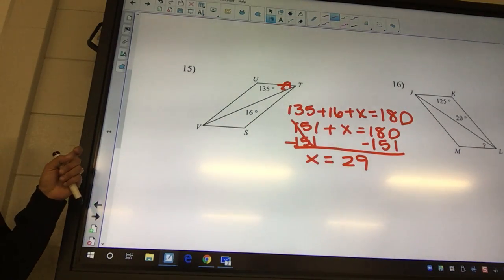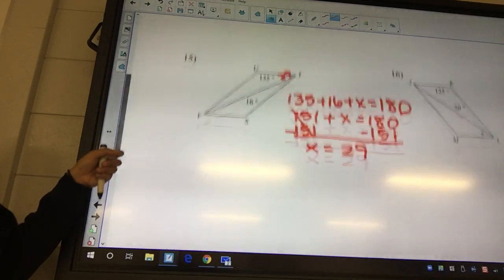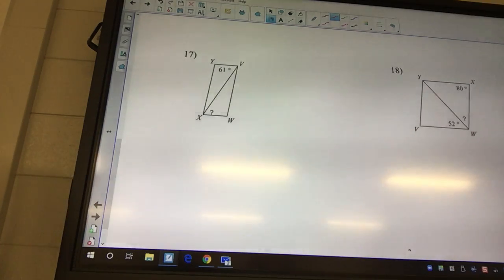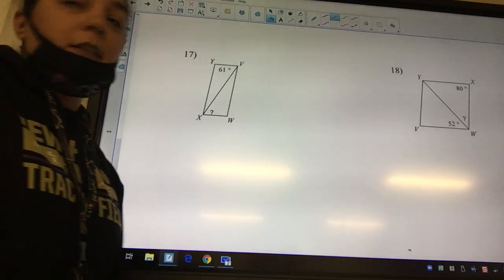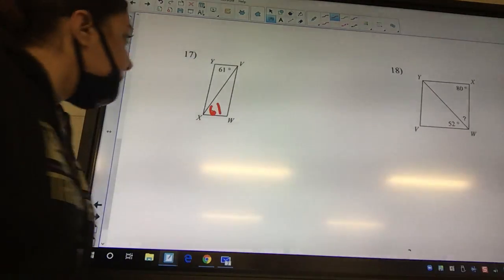Can I scroll? Yeah. Okay, 17. I got one side is 61, and then the other opposite side is an X. Or not an X. What is it? It's a question mark. I say an X because it kind of is. Okay, so it is 61.